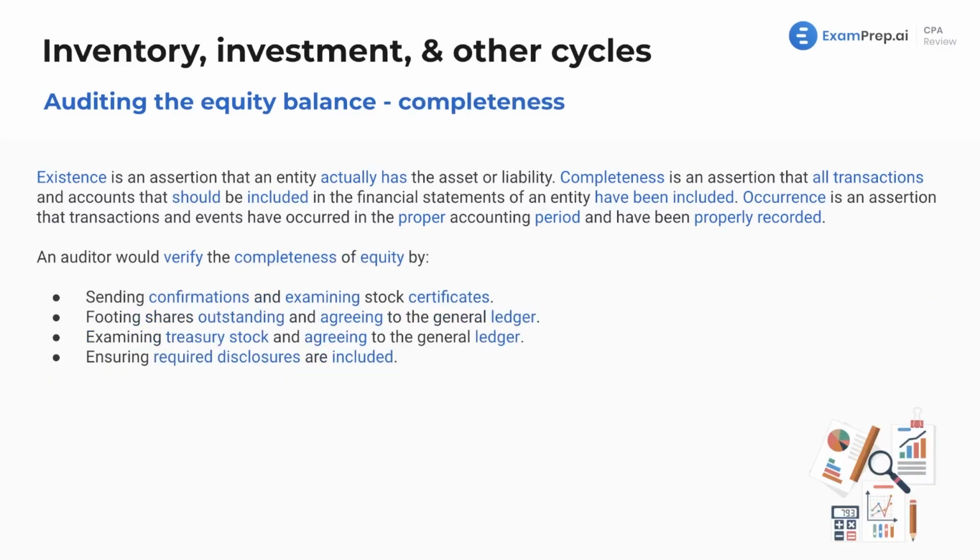For completeness, how are we going to verify completeness? We want to send confirmations and examine any stock certificates, make sure that any stock that actually does exist is properly included. We want to foot the shares outstanding and agree to the general ledger. We want to examine treasury stock and agree to the general ledger. And then we also want to ensure that any required disclosures are included for equity.